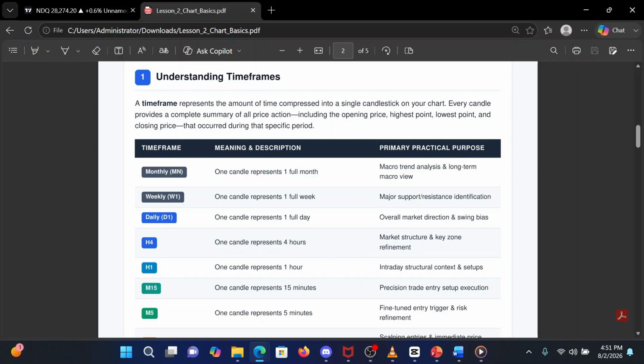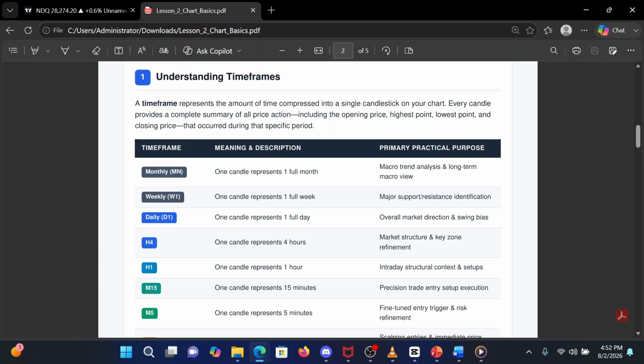It is used for market structure and key zone refinement. After identifying your support and resistance, you come to the lower time frame, the H4, to identify the market structure. How is the market moving? And the key zone is about refining your key zone. You have to refine it, modify it to the easiest way possible.